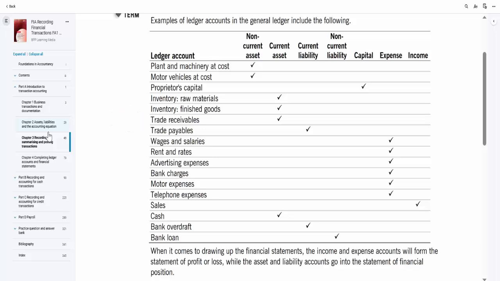Current liabilities, short-term obligations. 7. Trade payables, money the business owes to suppliers for goods or services bought on credit. Classified as a current liability because it's usually paid within a short period.